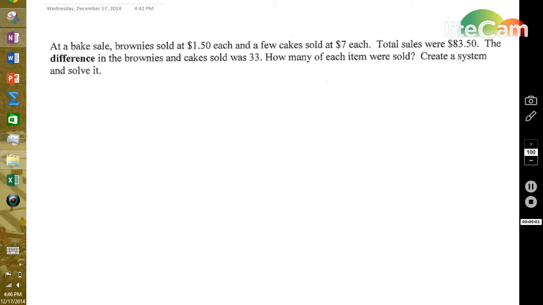So we're going to attempt to find a solution to a story problem using a system of equations. We're going to use the given information to create two equations and then solve the system by using either elimination or substitution.